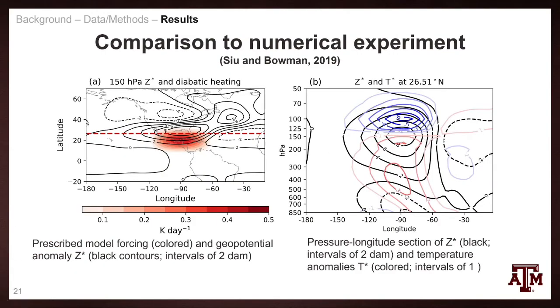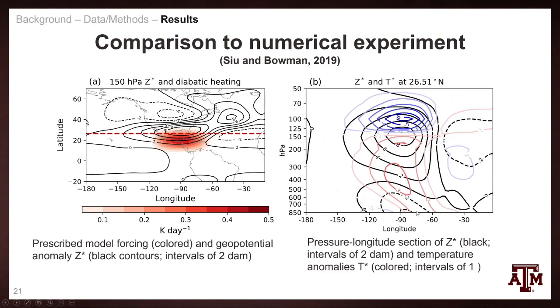You can also see this type of vertical structure in the numerical experiment. Here I'm showing some results from Seal and Bowman 2019. They used a GCM and imposed an idealized heating as indicated by these contours right here. So this would mimic the latent heating from convection, as if there were some precipitation here. And the response in the GCM is shown in the black contours. You can see that there is this anticyclone here. And the cross section is shown in the right plot.